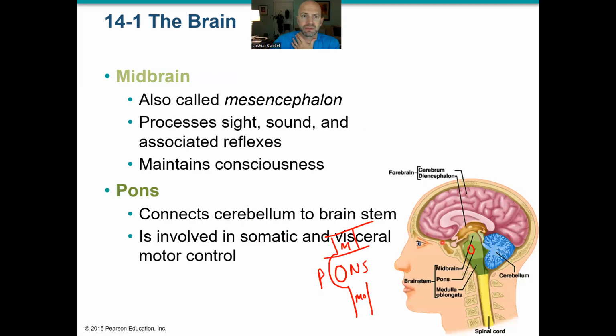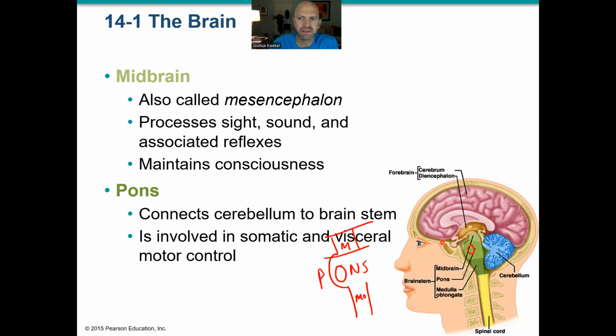Let's go through. At the top, midbrain. It's also called the mesencephalon. I'm not going to ask you to know that, but developmentally, that is its origins. Midbrain is important for processing sight and sound data, also some association reflexes. There's some reflex processing that it does, and also our reticular formation runs through the midbrain. I'll show you a picture of that in just a bit.